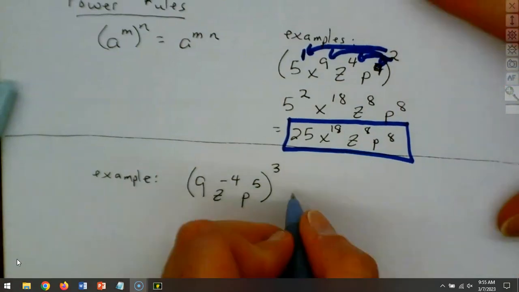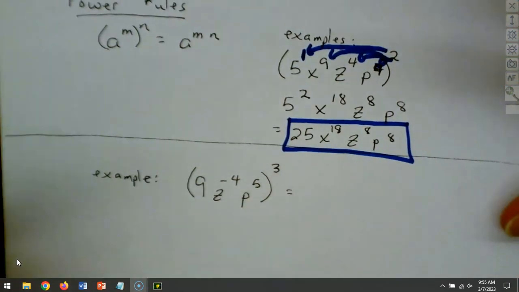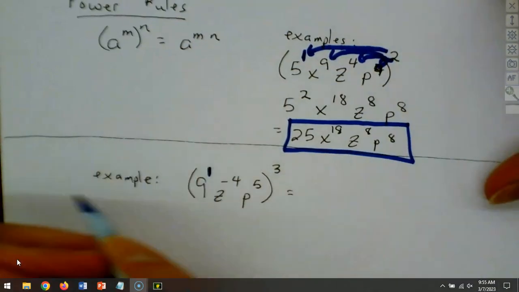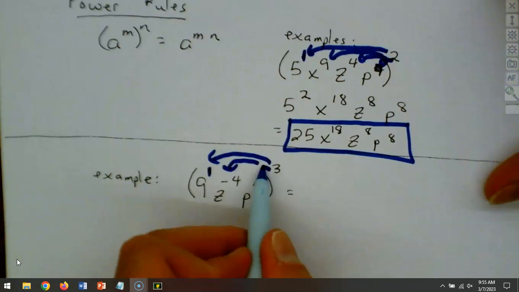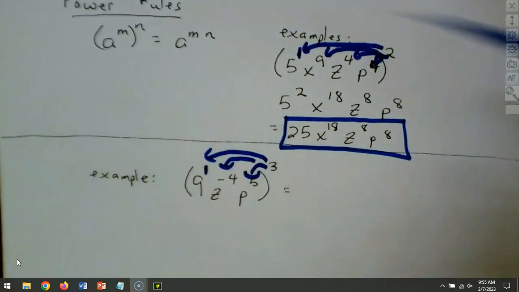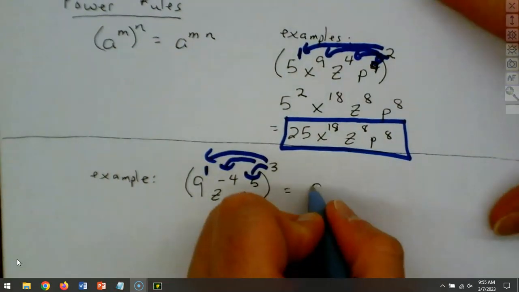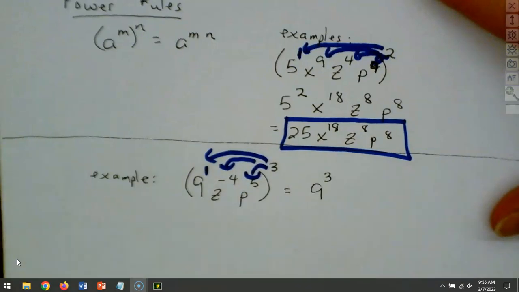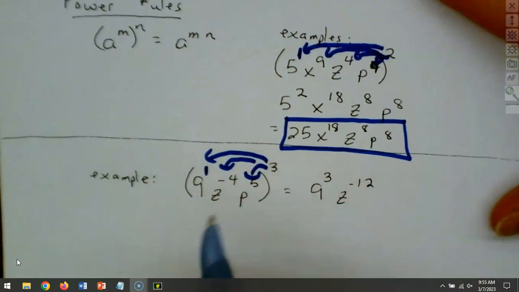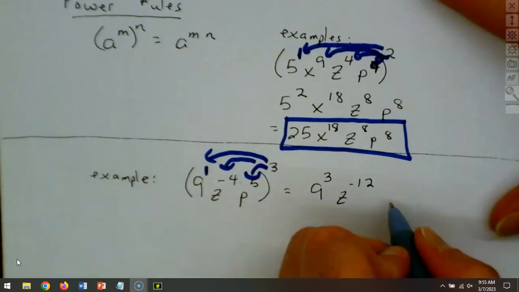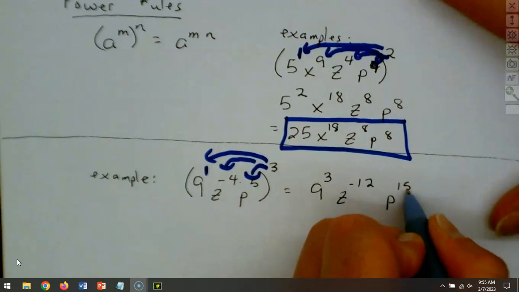Well, what will we do? Okay, the first thing we do is we distribute through. Now there is a 1 here, so we're going to be distributing through, and we're going to multiply. So that becomes 9 cubed. 3 times a negative 4 becomes a z to the negative 12th power, because they multiply, p to the 15th power.